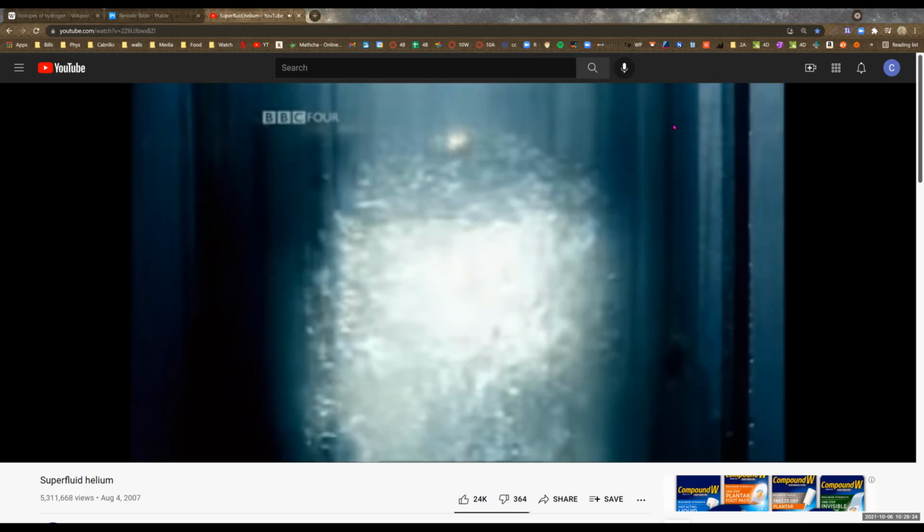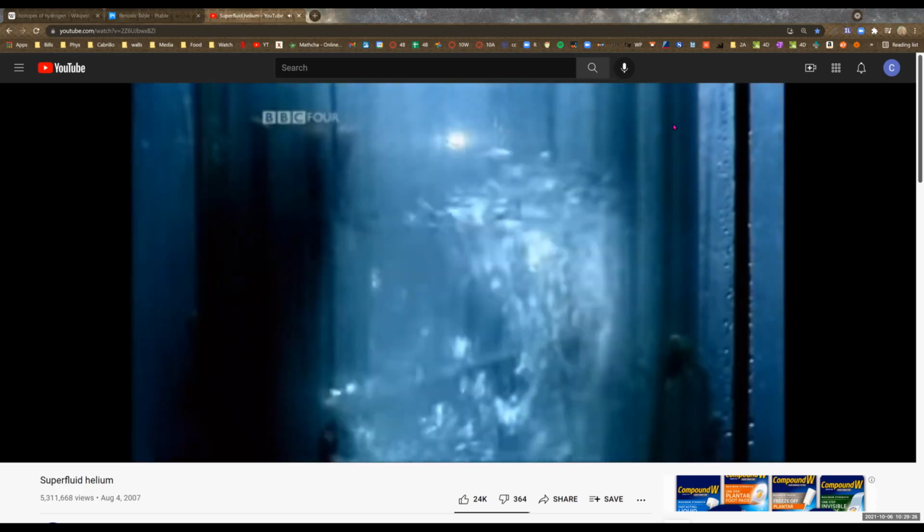There were more surprises ahead. In the 1930s, another strange phenomenon was observed at even lower temperatures. This rapidly evaporating liquid helium cools until at 2 degrees above absolute zero, a dramatic transformation takes place.